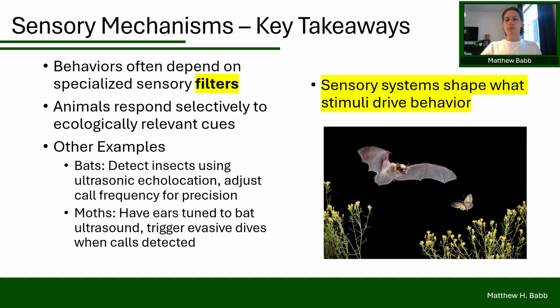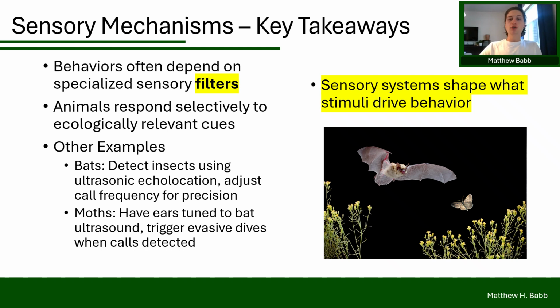And so to wrap up, sensory mechanisms are all about how animals detect and respond to their world. Each species has evolved specialized filters that emphasize cues relevant to their survival and their reproduction while ignoring irrelevant information like vertical stimuli in toads, right? Worms don't stand straight up, so in order for them to eat, they need to be able to detect horizontal stimuli. And so another example of this is in bats and in moths.